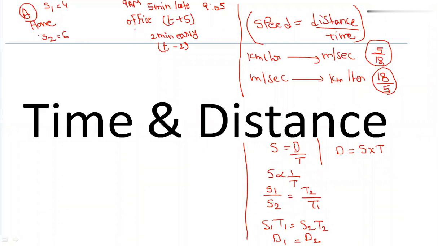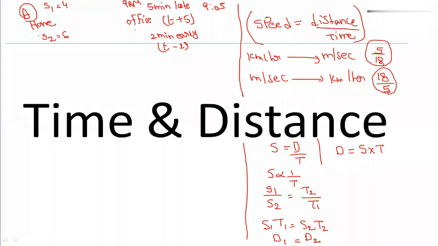Sometimes they can ask you what is the speed that we have to maintain to reach on actual time. See, in both the cases, where the speed is 4, he was late by 5 minutes, and where the speed is 6, he was early by 2 minutes. Sometimes they can ask you what is the actual time that he has to reach the office, or what is the actual speed he has to maintain to reach the office on time. And sometimes they can ask you what is the distance. There are only three parameters, guys: speed, time, and distance. They can ask you what is the distance from home to office.